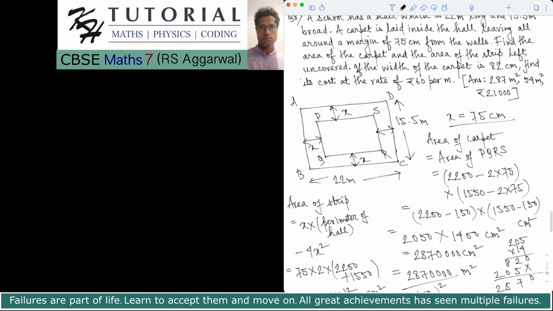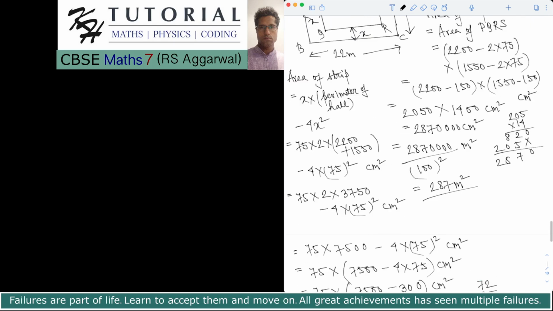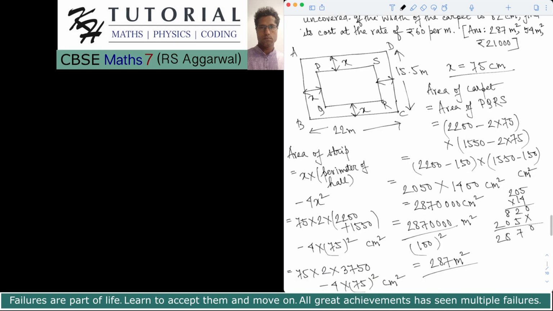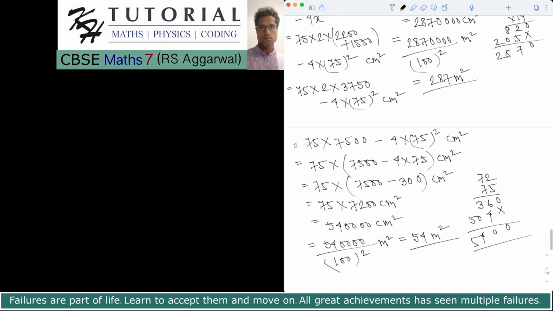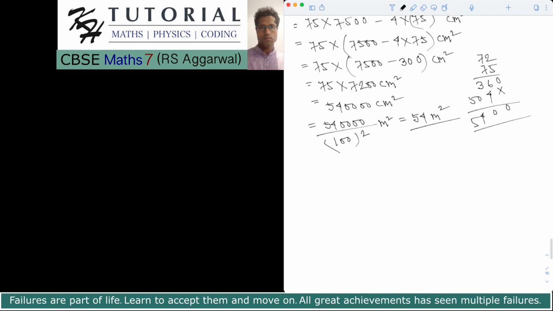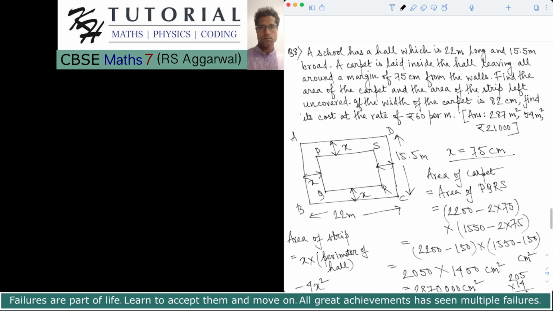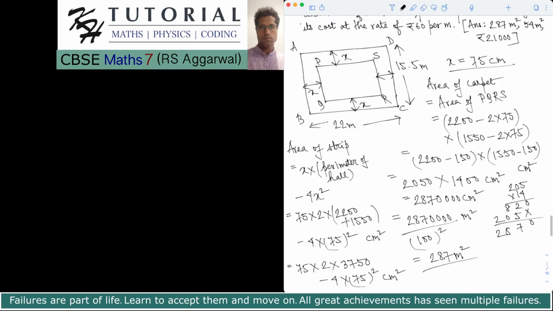And also it is asking, find its cost at the rate of rupees 60 per meter. That is, if the width of the carpet is 82 centimeter, find its cost at the rate of rupees 60 per meter. Okay, so what is 287? 287 is the total carpet area. So we have to first find out how much length of the carpet, which has a fixed width of 82 centimeter, is required, so that its area becomes the carpet area, which is 287.